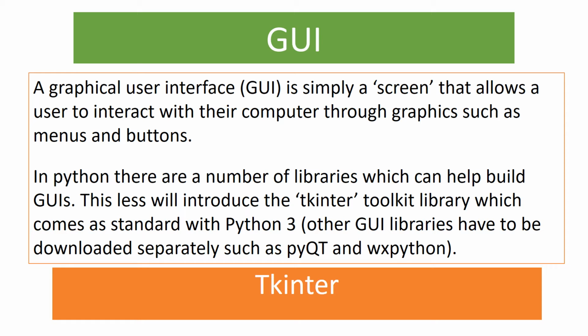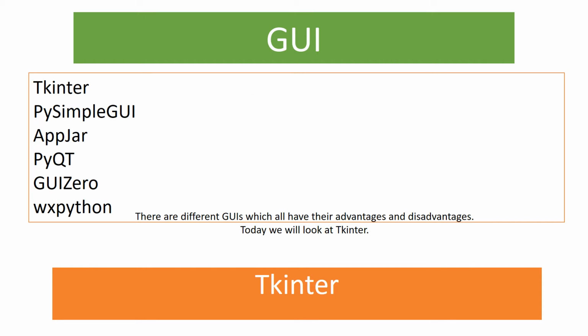We're going to be having a look at Tkinter. This comes standard with Python 3 and makes it simple to use. But there are other GUI libraries which you're allowed to use in your coursework, such as PyQt and WxPython. In fact, here are all the different options you could potentially use. We've already talked about Tkinter, but there's PySimpleGUI, appJar, PyQt, Guizero and WxPython.